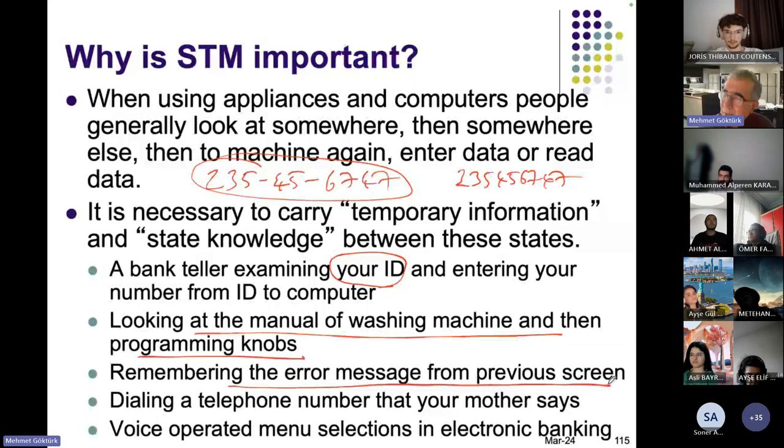Dialing a telephone number that your mother says, my mother who passed away in 2007, starting with 5. When she said 5, my whole phone number memorization model was broken, because 5 shifts everything by 1, and I couldn't hold that phone number anymore, temporarily.